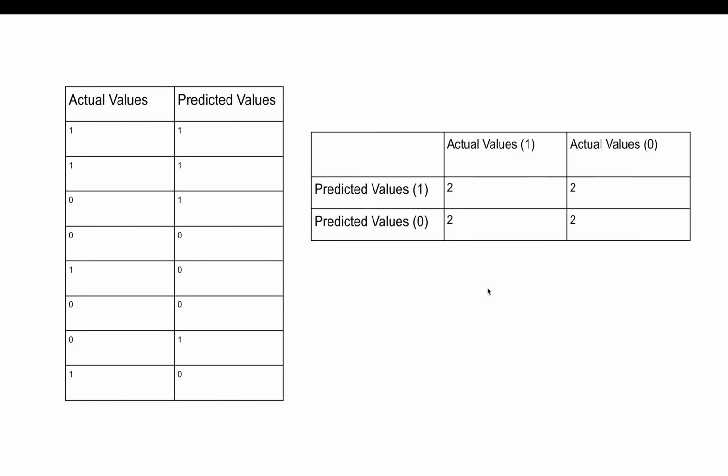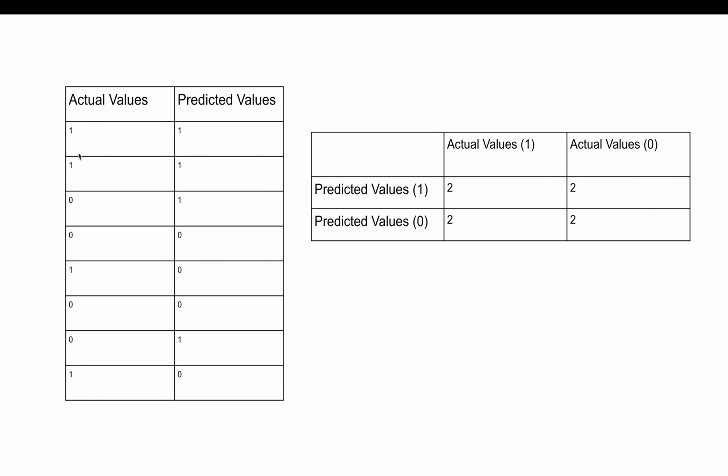Now, to give a little more detail, let's go through a closer example. Let's say these are your actual values: 1 1 0 0 1 0 0 1, and this is your predicted value.